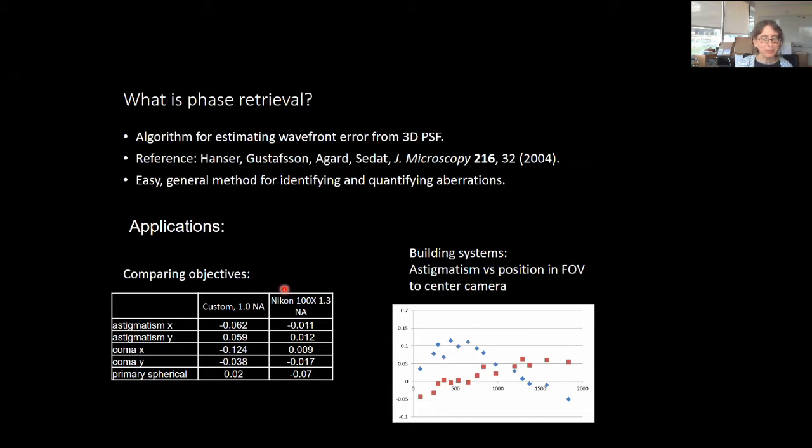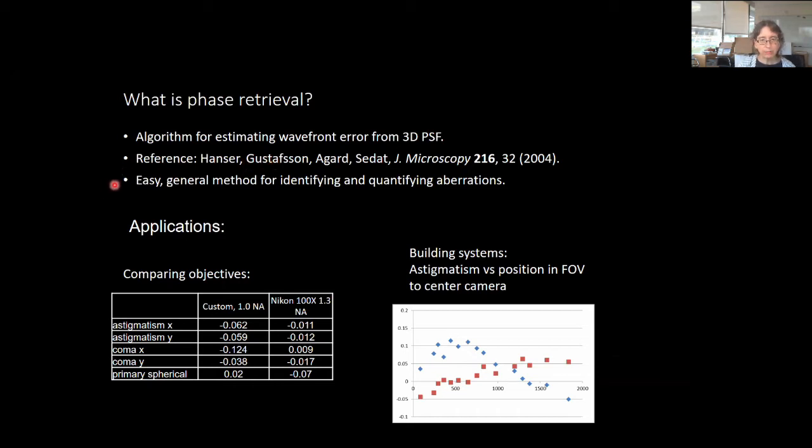Moving on, I wanted to take one slide to talk about phase retrieval because I found it such a useful technique. Usually you think about measuring wavefront error with a fancy interferometer setup, but in fact, it can be fit from your 3D point spread function. I'm not going to be able to go into the algorithm for that here, but it's in this reference, and it's a great paper.